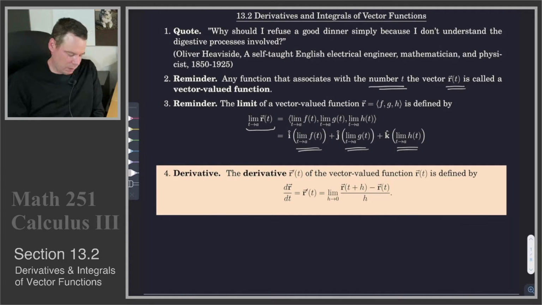Now that we have the notion of a limit in mind, we can construct the definition of a derivative. The derivative of a vector-valued function, r of t, is defined to be the limit of the difference quotient, just how we defined derivatives in calculus 1. So it's the limit of r of t plus h minus r of t all over h.